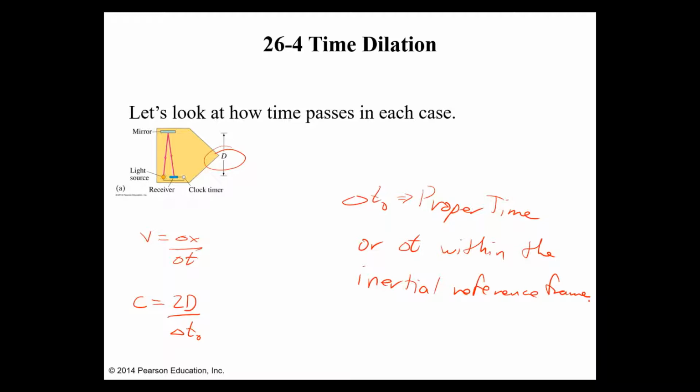Okay, so we are going to solve for the distance d. This will come in helpful in the next couple slides. If we solve for d, then that would be speed of light times the proper time, but then we have to divide by 2. So remember this: the distance across is going to be 1/2 of the speed of light times the proper time, where the proper time is the time it took for the light to go across and back to the receiver.